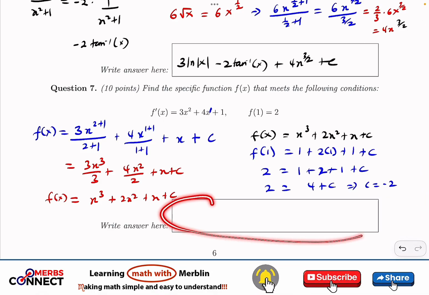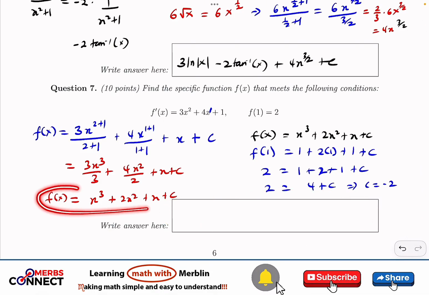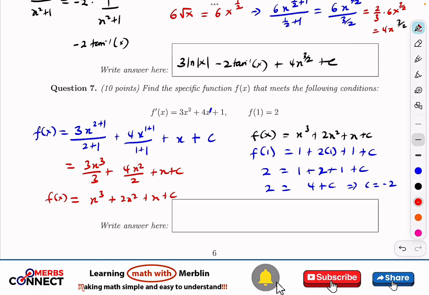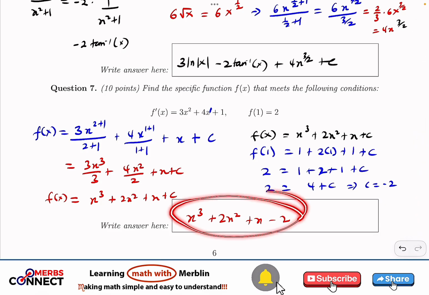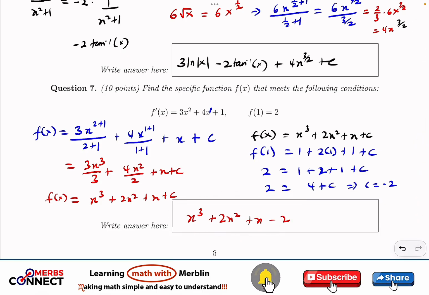So in this box, now we are going to write our f of x again, but we are going to replace the c by minus 2 to get our original function. So this is going to be x to the power 3 plus 2x squared plus x minus 2. So this was the function that we differentiated to have this.